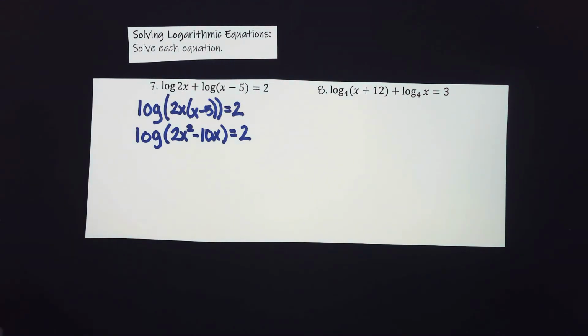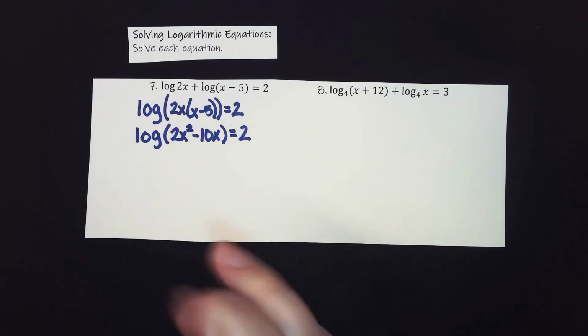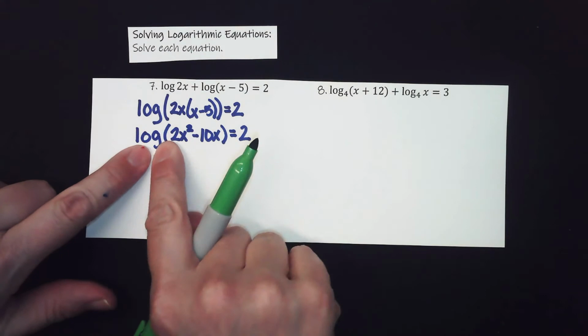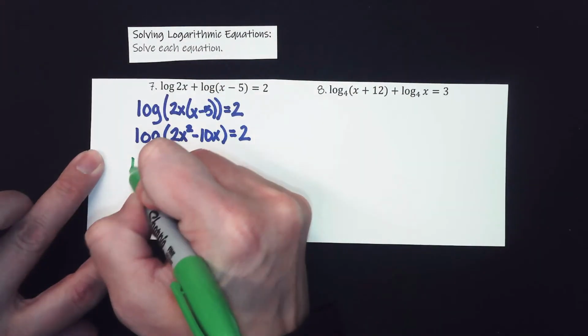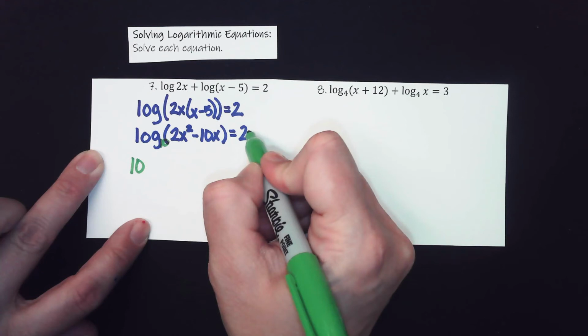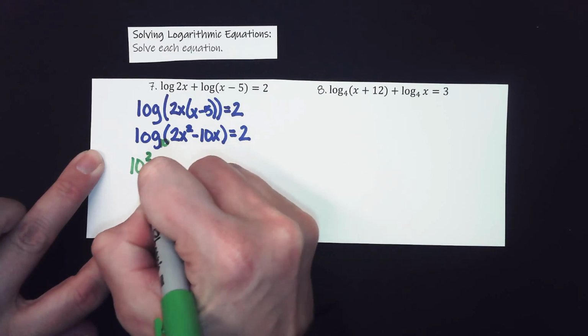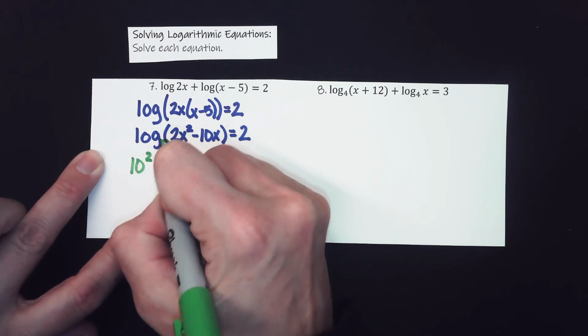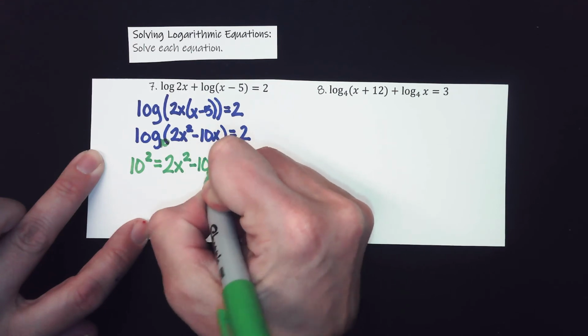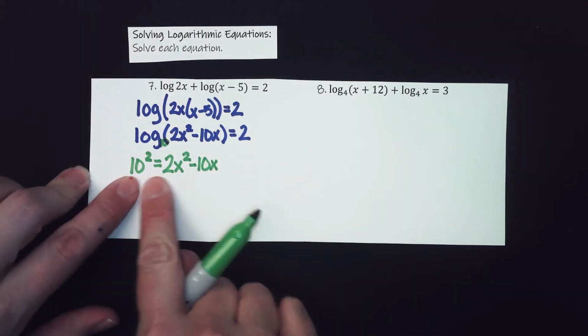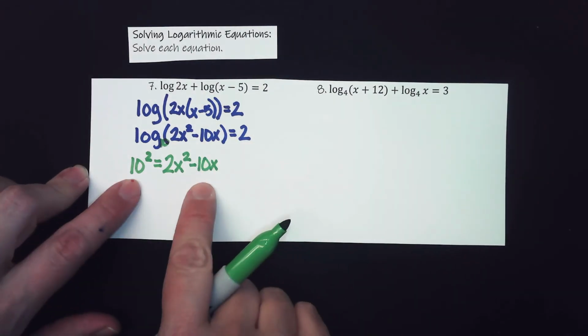And we need to get the x out of the log, and to do that, we're going to write it as an exponential equation. Now, remember, if I don't have a base, my base is 10. So I have a base of 10, you jump over the equal sign, 2 is the power of what's inside my log, so 2x squared minus 10x. Now I just have a quadratic, and I can solve this.